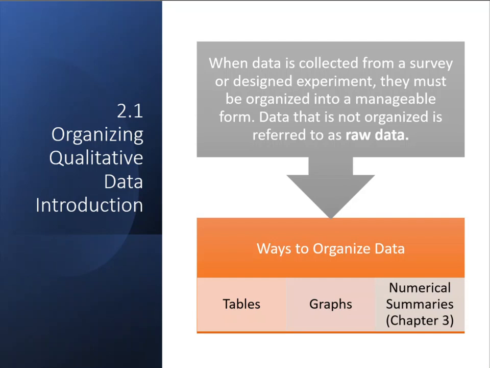Now, this particular section we are currently looking at is going to deal only with organizing qualitative data. So that would be that categorical type data that we've defined earlier. And we want to be able to organize that data, or in other words, organize the raw data that we've been looking at. So tables and graphs is how we're going to discuss it in this chapter. And then in the next chapter, chapter 3, we'll talk about numerical summaries and so forth.